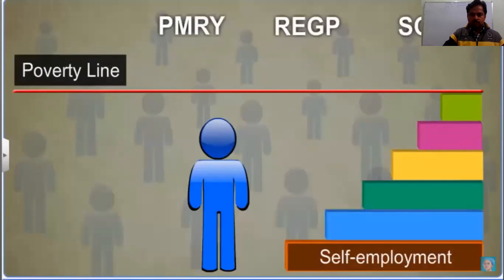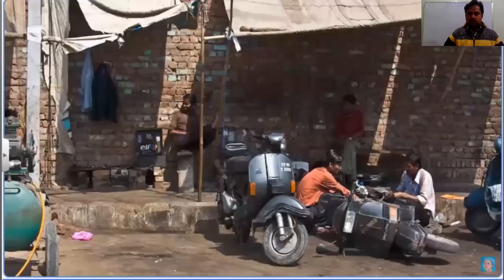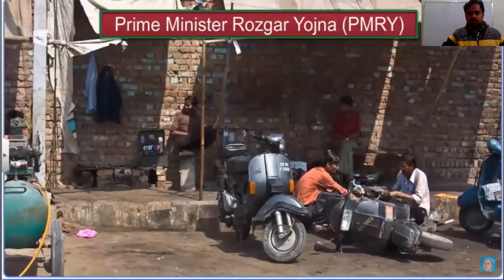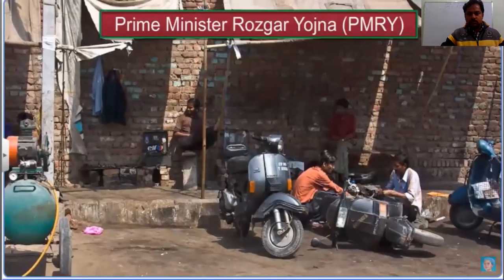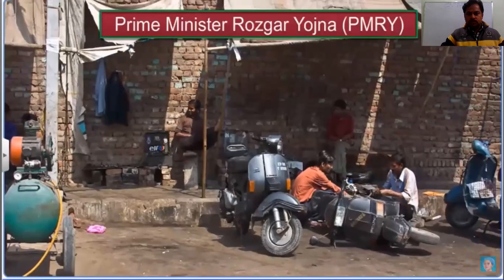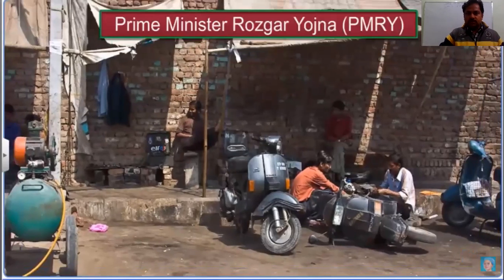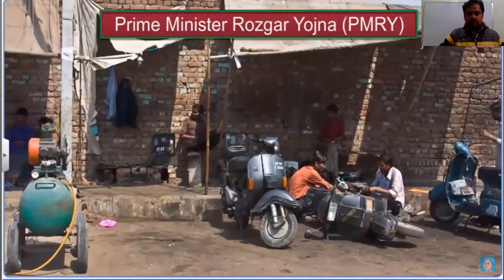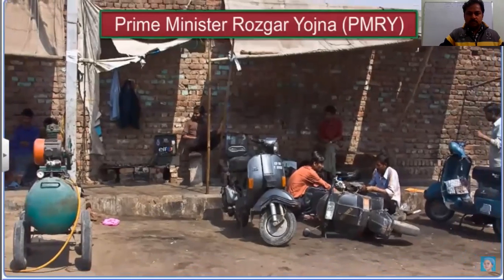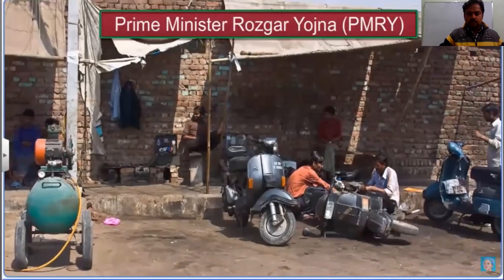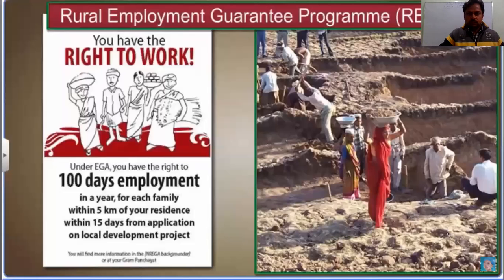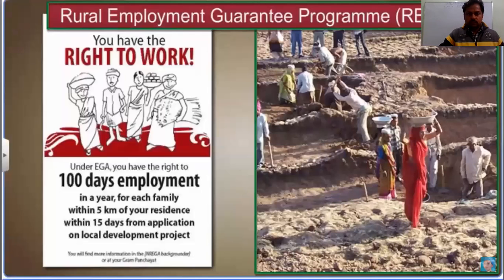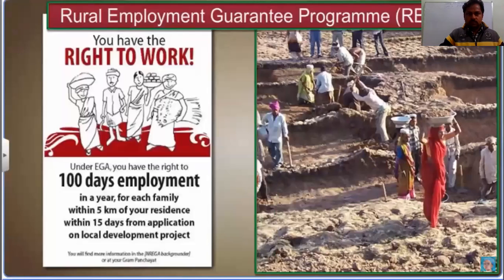The Prime Minister Rozgar Yojana was launched in 1993 to create self-employment opportunities for educated, unemployed youths in rural areas and small towns. The program assists such people in setting up small industries and business. The Rural Employment Guarantee Program, launched in 1995, also aims to generate self-employment opportunities in rural areas and small towns.